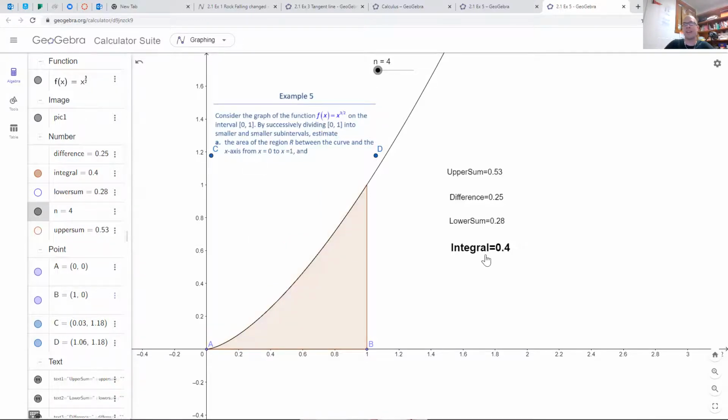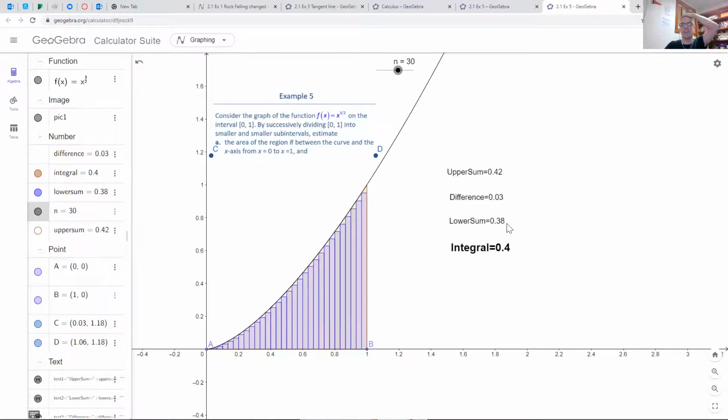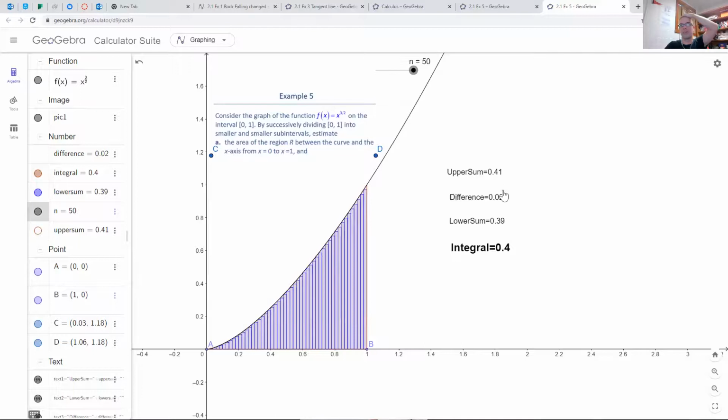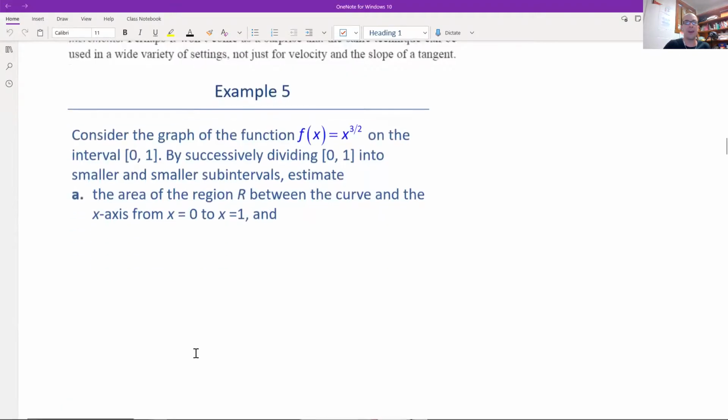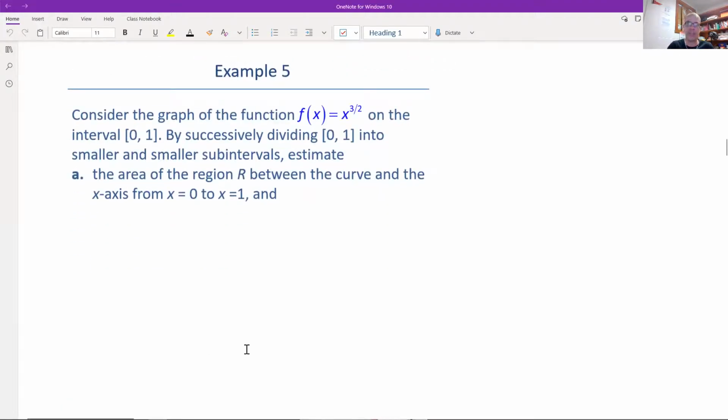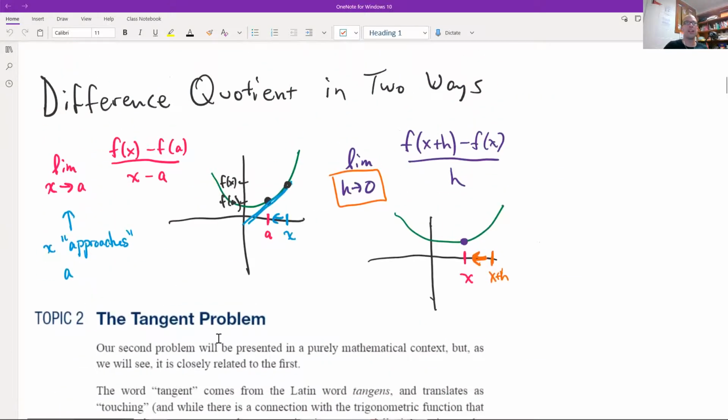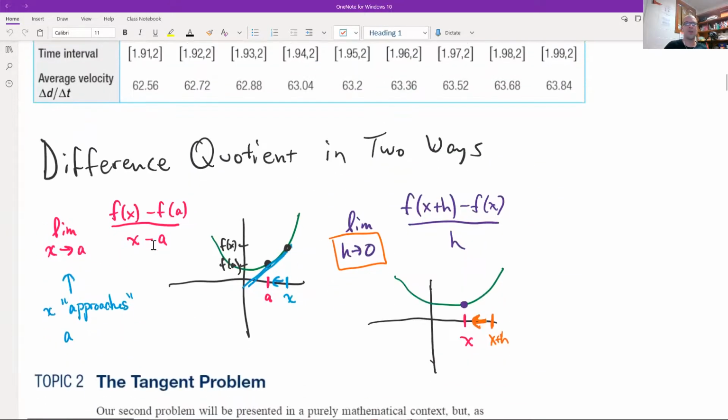So the actual area, the integral, which is still a mystery right now, is 0.4, but as you increase, you can see that this lower sum gets closer and closer to 0.4, and so does the upper sum. Both of those approach 0.4 over time. So again, later on in this course, I think it's like chapter 5 or chapter 6, that we start talking about integrals, very similar to the difference quotients that we looked at, where we write these limits in front of them.